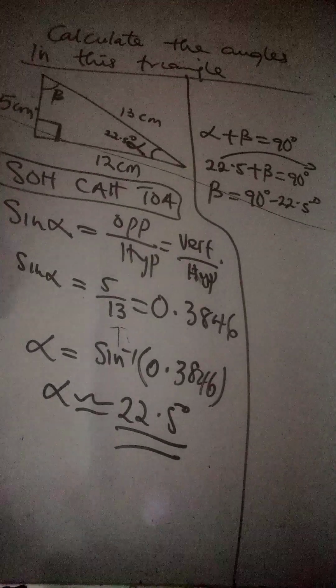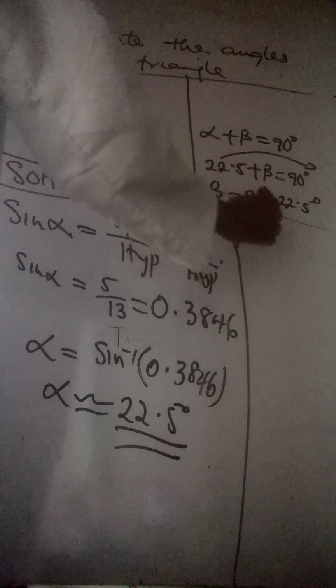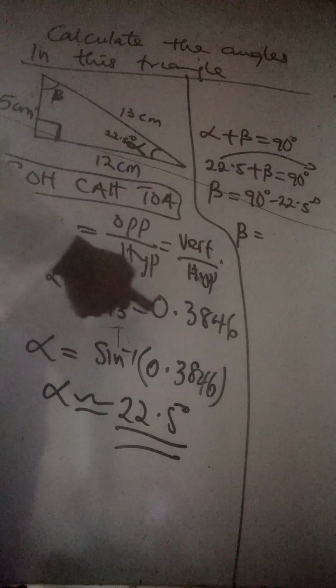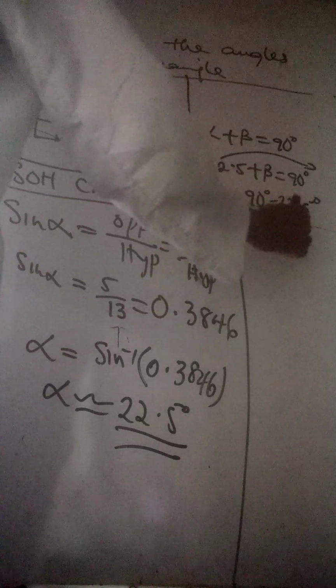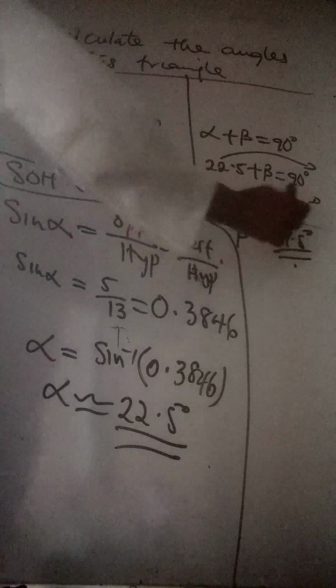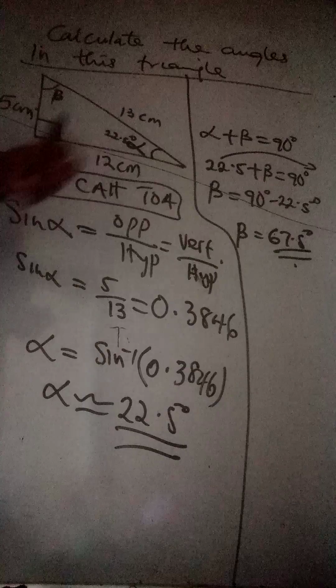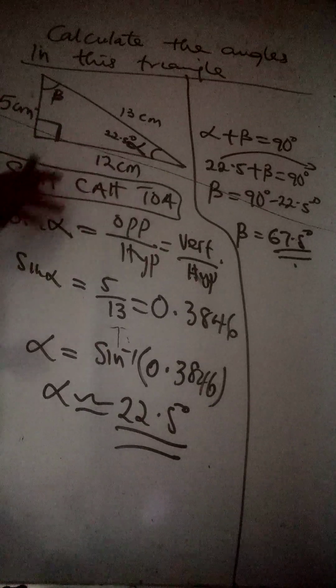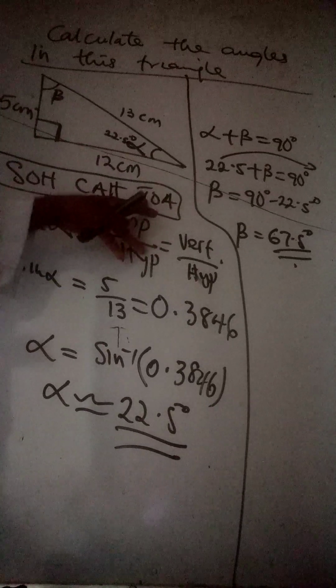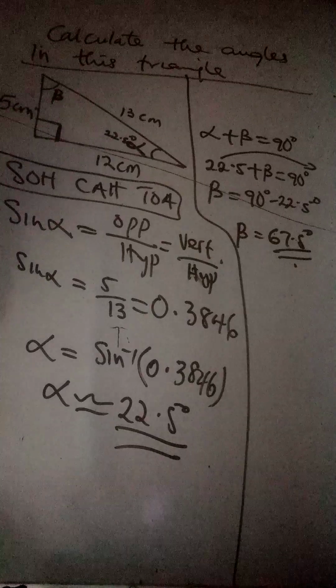And what will now be beta? That will be 67.5 degrees. That will be the second angle. If you had used any of the SOHCAHTOA, sine, cosine, or tangent, you will get the same thing.